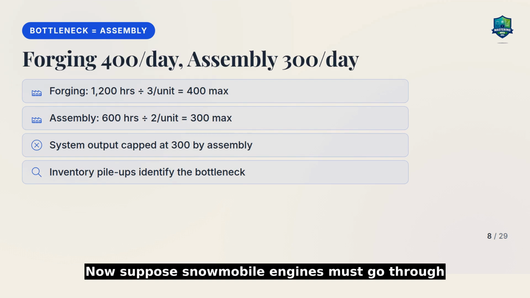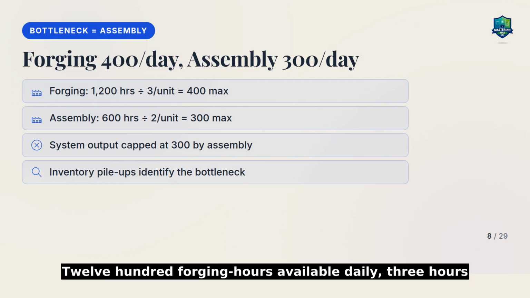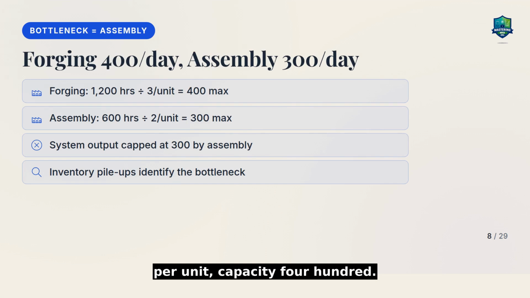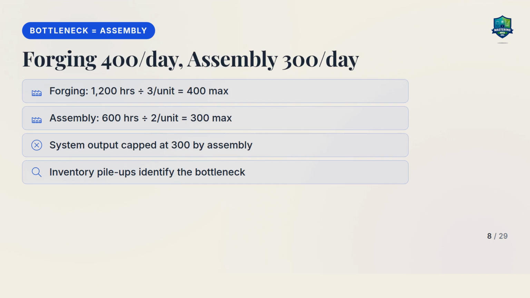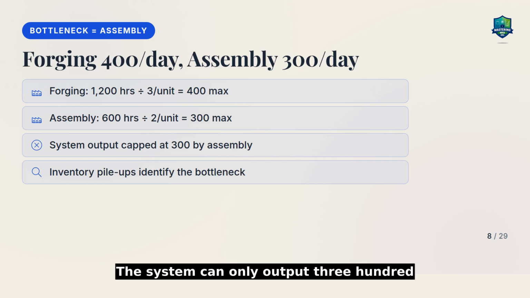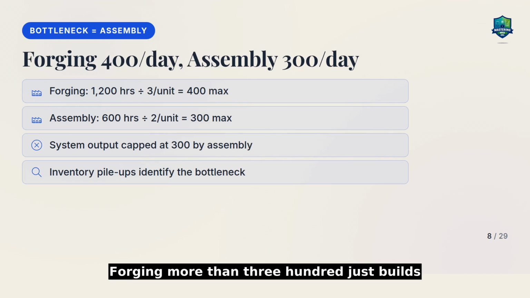Now suppose snowmobile engines must go through forging before assembly. 1200 forging hours available daily, 3 hours per unit, capacity 400. 600 assembly hours, 2 hours per unit, capacity 300. The system can only output 300 snowmobile engines per day because assembly is the bottleneck. Forging more than 300 just builds inventory. That's how a bottleneck is identified. Large work-in-process queues form just before it.